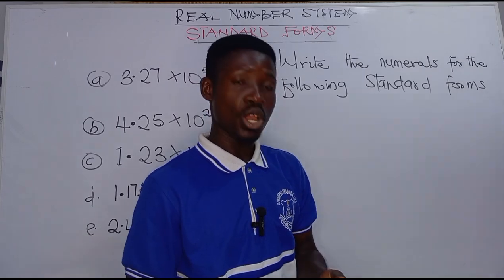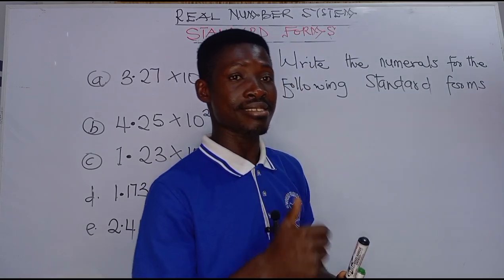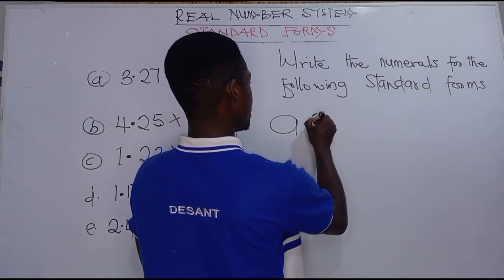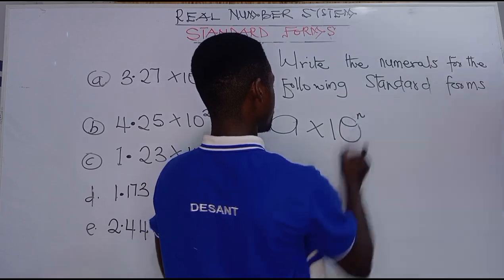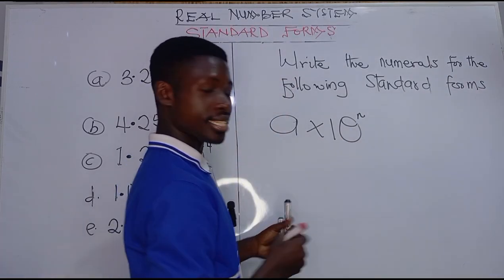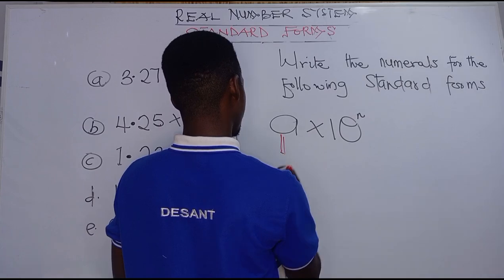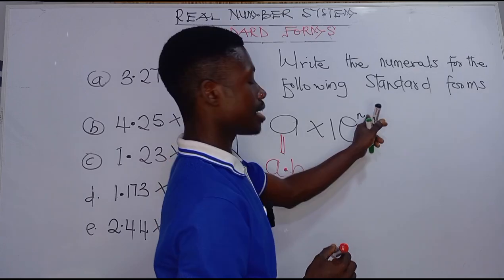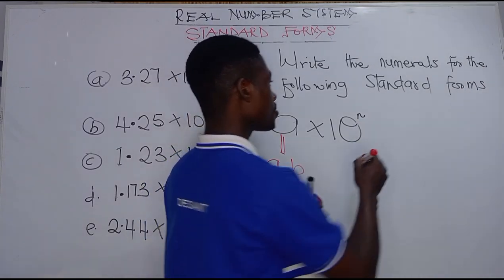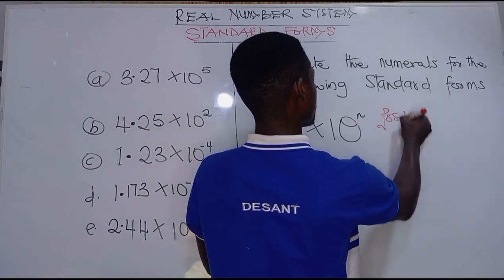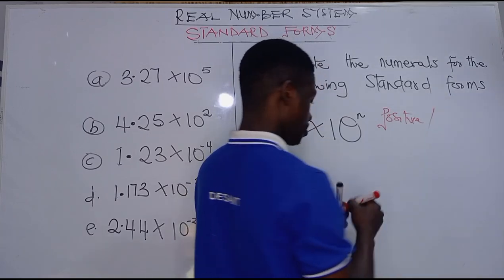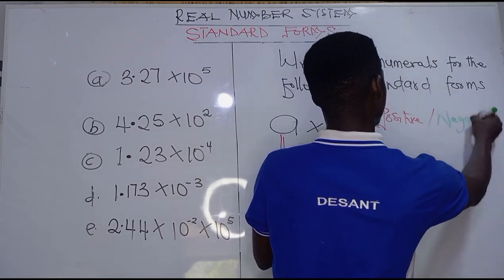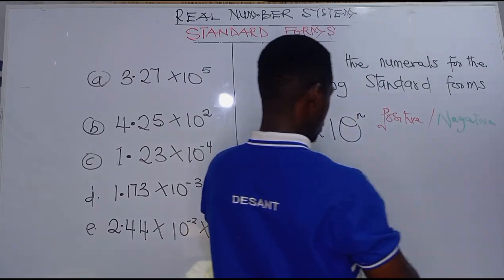In our previous lesson, we learned that the general format for writing a number in the standard form is given as a times 10 raised to the power n, where a is the decimal fraction, and n can either be a positive or negative whole number.